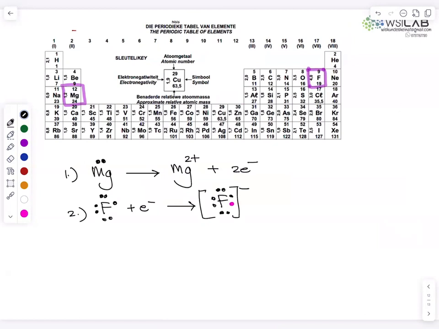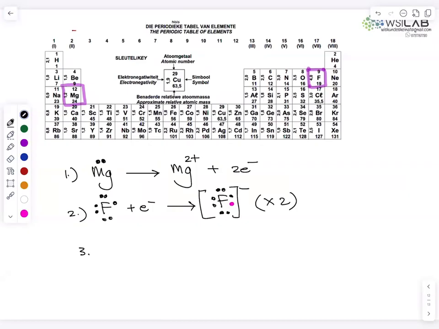But now we have a problem. Magnesium gave 2 electrons away and fluorine only grabbed 1 electron. So this part of the equation needs to multiply with 2. In other words, I have to add another fluorine ion. Do you understand that? Yeah. Because there's 2 electrons available, so there's another fluorine ion.